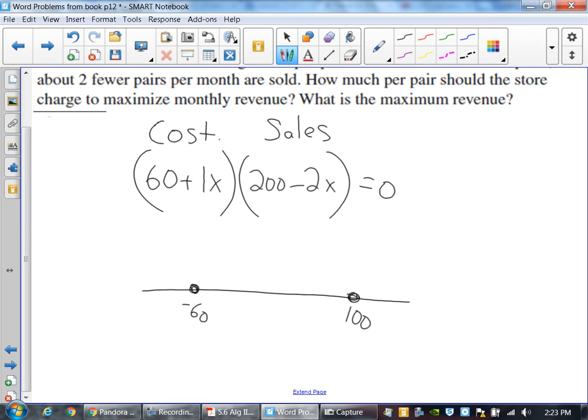What's 100 plus negative 60? 40. What's half of it? 20. So your axis of symmetry then is at 20, because I know that from negative 60 to 20, and then from 20 to 100 is the same distance. They're both 80 apart from one another. Use the arrow and divide by 2. That's all it is.